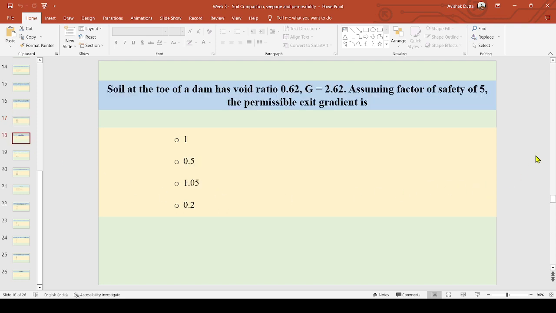Soil at the toe of a dam has void ratio of 0.62, and G, that is specific gravity of soil solids, is 2.62. Assuming a factor of safety of 5, the permissible exit gradient is. So if you consider that the factor of safety is 5, then what can be the permissible exit gradient? Your options are 1, 0.5, 1.05 or 0.2.